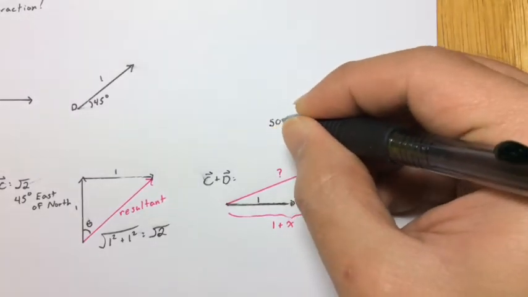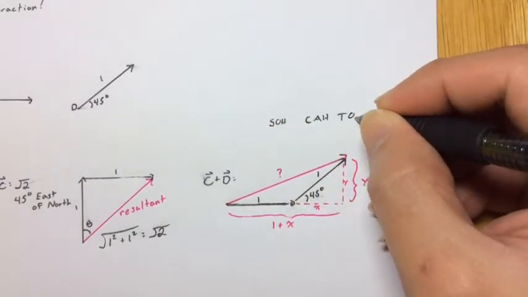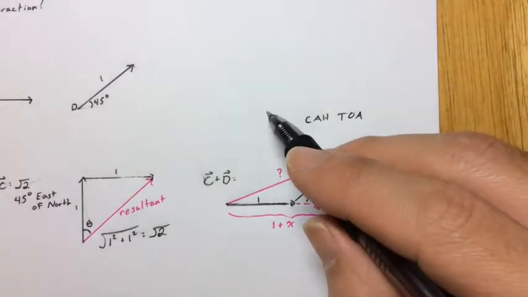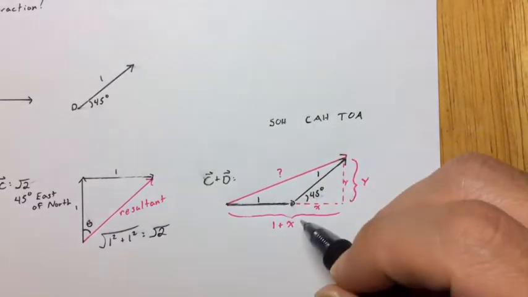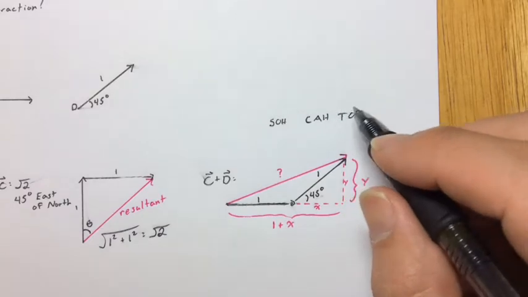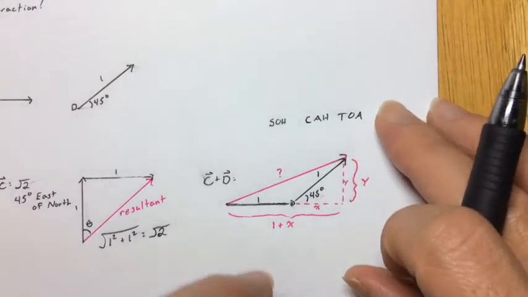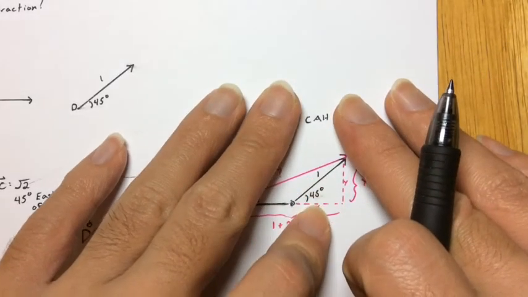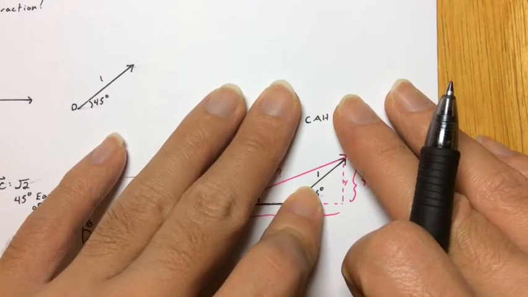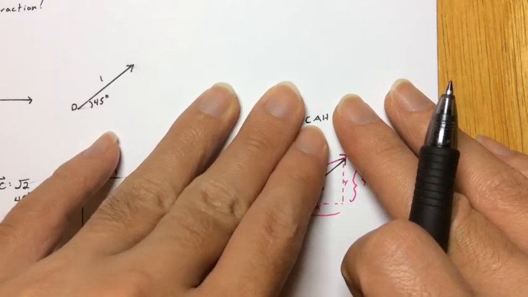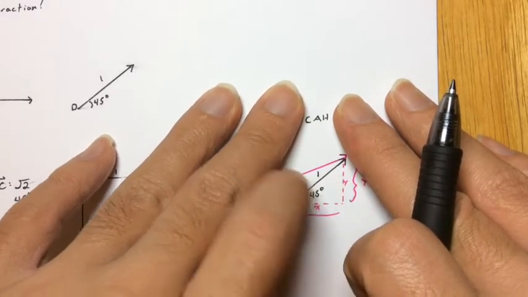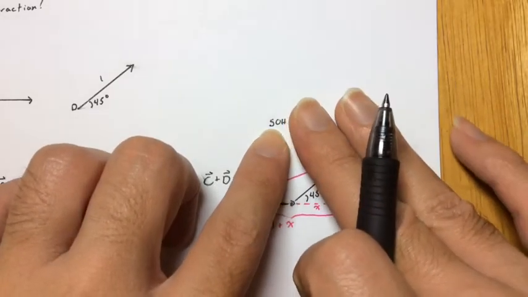Because SOHCAHTOA helps you figure out whether you use the sine function, the cosine function, or the tangent function. Each function gives you the ratio of two sides. And we just said we're talking about the x side, that's going to be adjacent. We're talking about the hypotenuse, and that's going to be cosine. If we talked about side y, that would be opposite, and hypotenuse, and that would be sine.